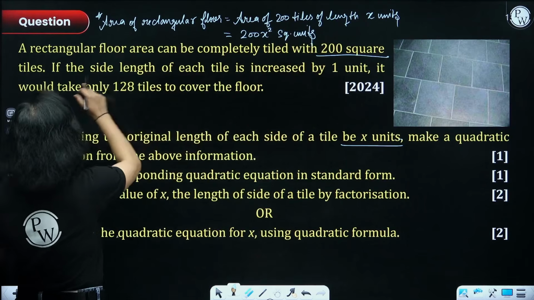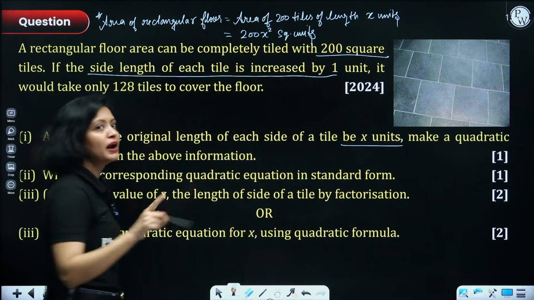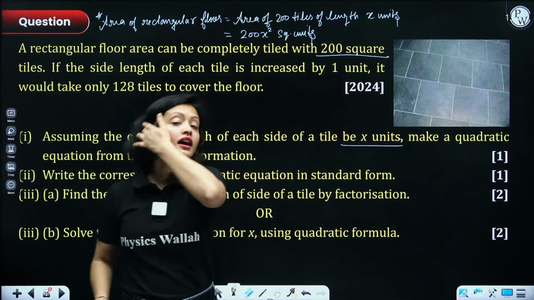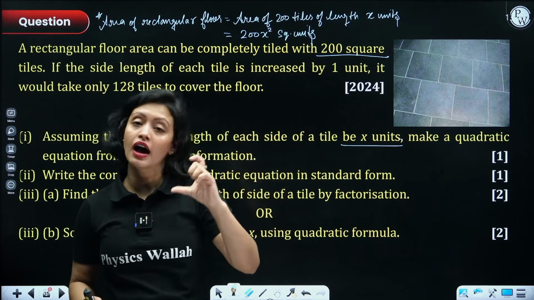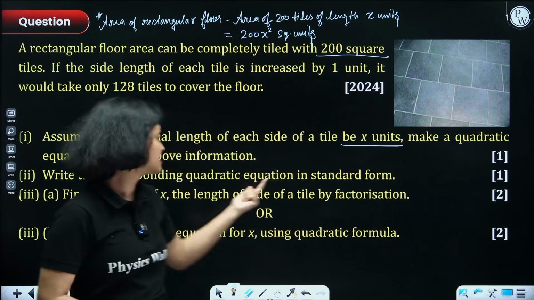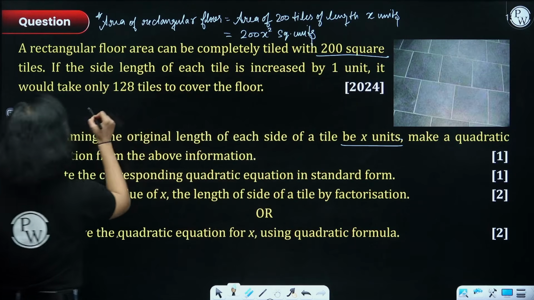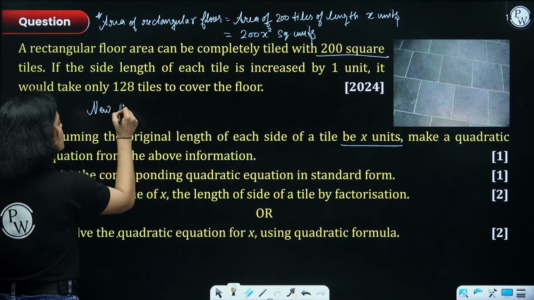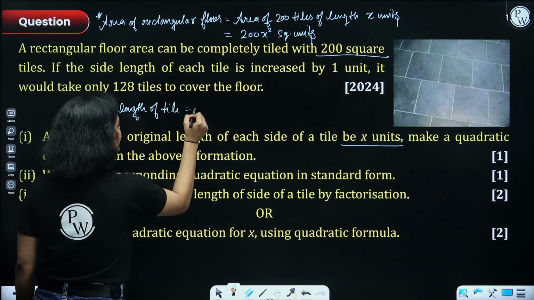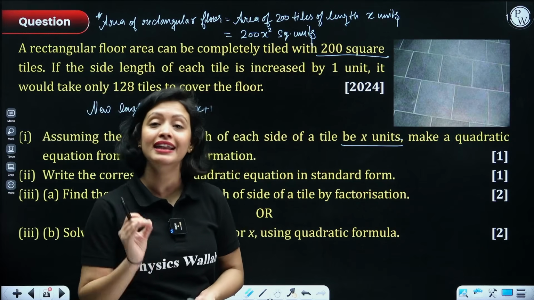No worries. Let's see the second statement here. If the side length of each tile is increased by 1 unit. So now they are doing what? They are using different tiles where the tiles are still square, but their length has increased by 1 meter. So previously the length was x. So now new length is x plus 1, right? I'll write it here. New length of tile is equals to what, everyone? X plus 1, right? So now you have new tiles whose length is x plus 1.